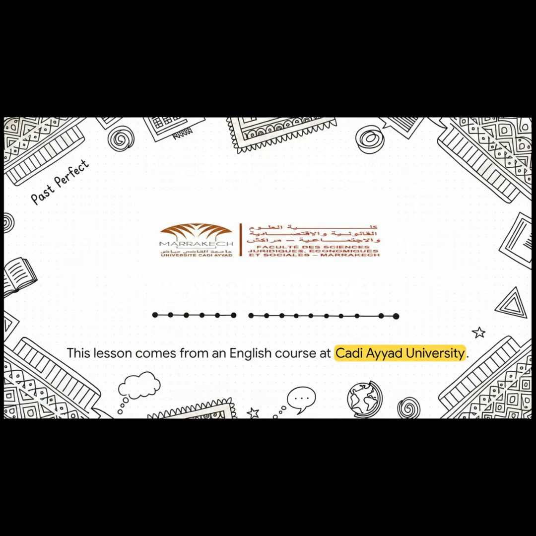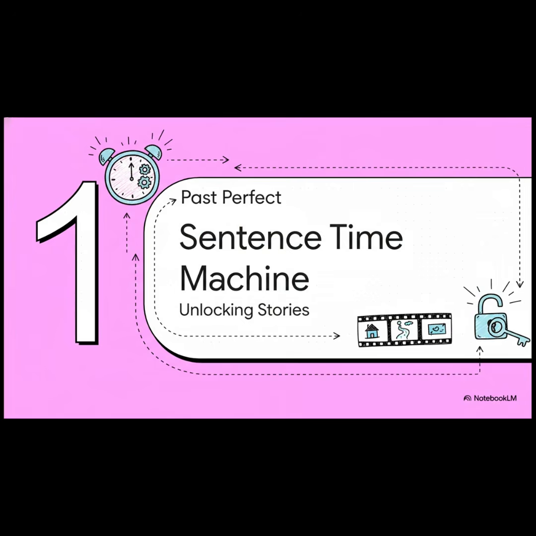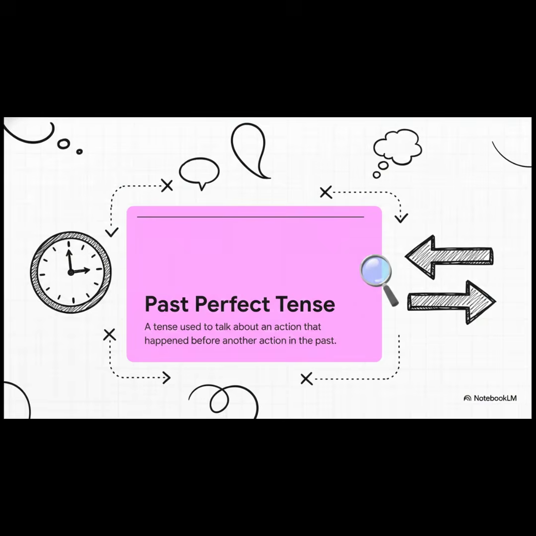And the inspiration for this whole explainer comes directly from this source, an English course for students at Qadi Ayad University in Marrakesh. We're going to be breaking down their fantastic lesson on this very topic. Okay, so what is the big secret behind that sentence? Well, the magic is a grammar tense called the past perfect, and it's our key to unlocking a much deeper level of storytelling. Our source material gives us a pretty simple definition.